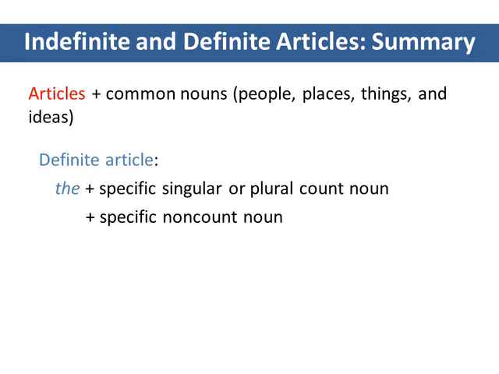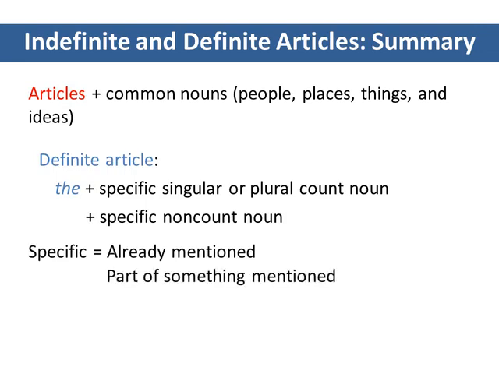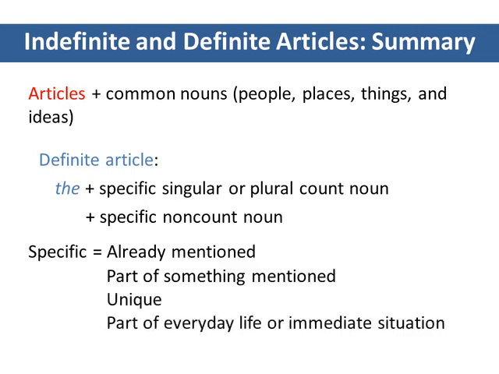The definite article, the, can be used with specific common nouns, singular and plural, count nouns and non-count nouns. A noun is specific when it has already been mentioned, is part of or related to something that has already been mentioned, is unique, is part of everyday life or the immediate situation, or is identified with modifiers.